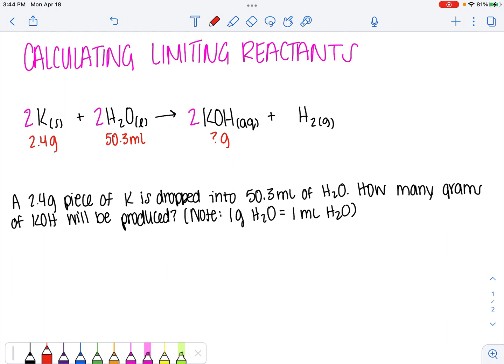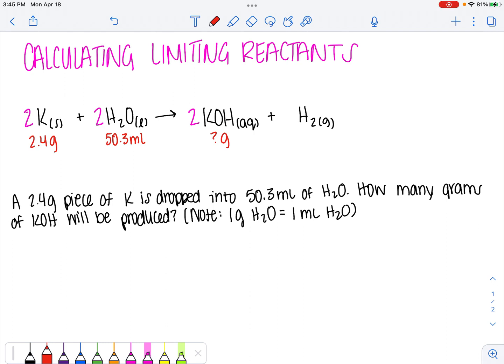So the second step to calculating a limiting reactant is determining what's called your theoretical yield. And what this means is you're basically trying to figure out how many moles of product you can produce if each of your reactants were completely consumed. So you're going to do this step twice. If all the potassium reacted, how many moles of potassium hydroxide could be produced? Or if all the water reacted, how many moles of potassium hydroxide could be produced?